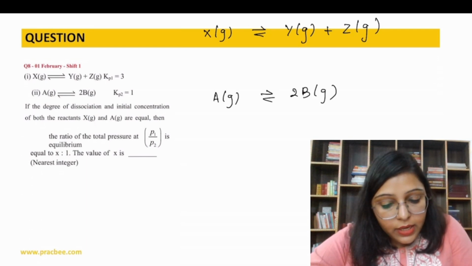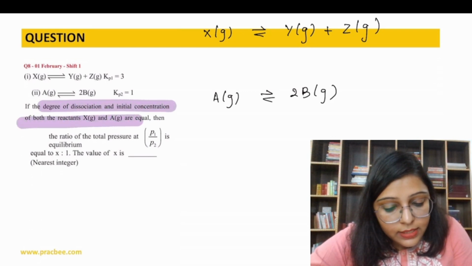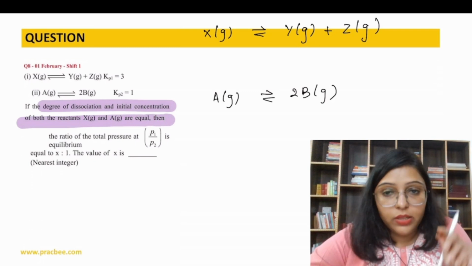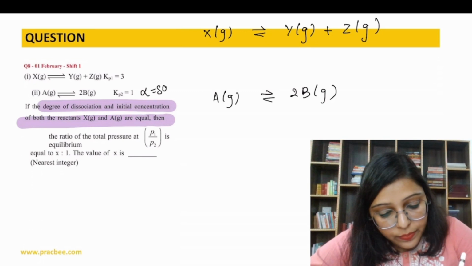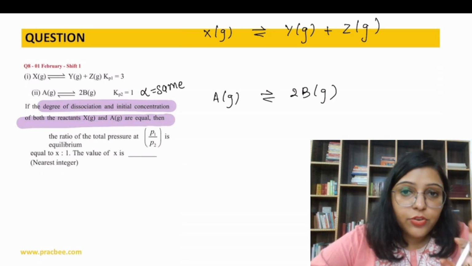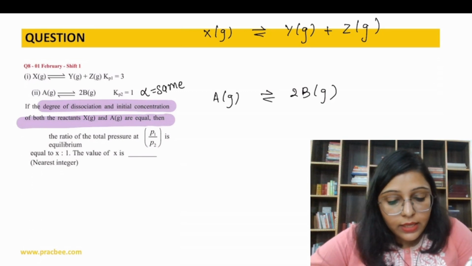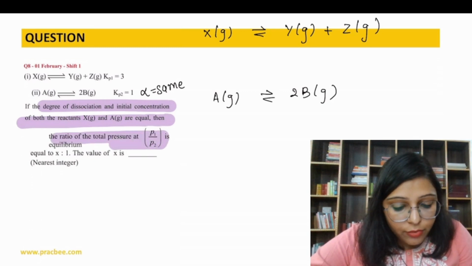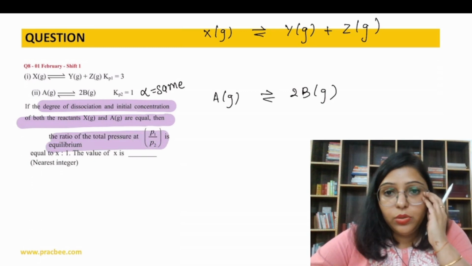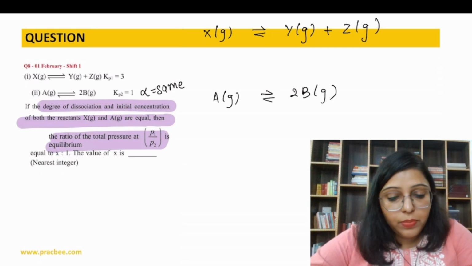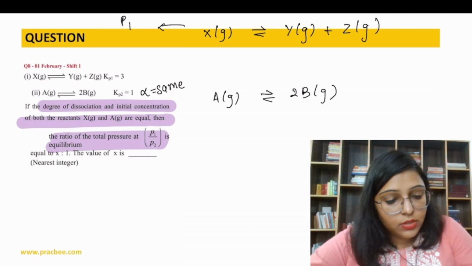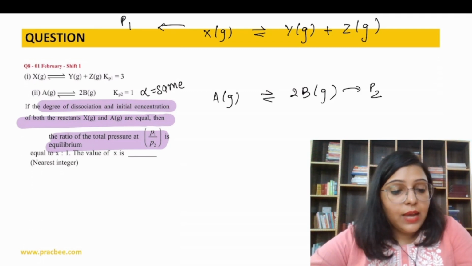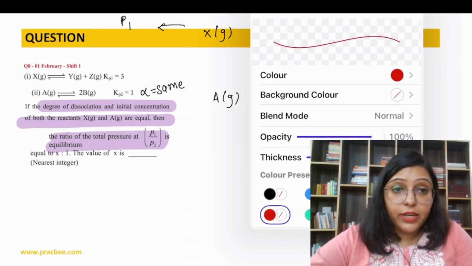Question says, if the degree of dissociation and initial concentration of both the reactants X and A are equal, that is, the degree of dissociation alpha is the same and the initial concentration is also the same, then we have to find the ratio of total pressure, P1 and P2. Total pressure at equilibrium for this reaction is P1, and for this reaction it is P2. Now see, we have to find out total pressure.